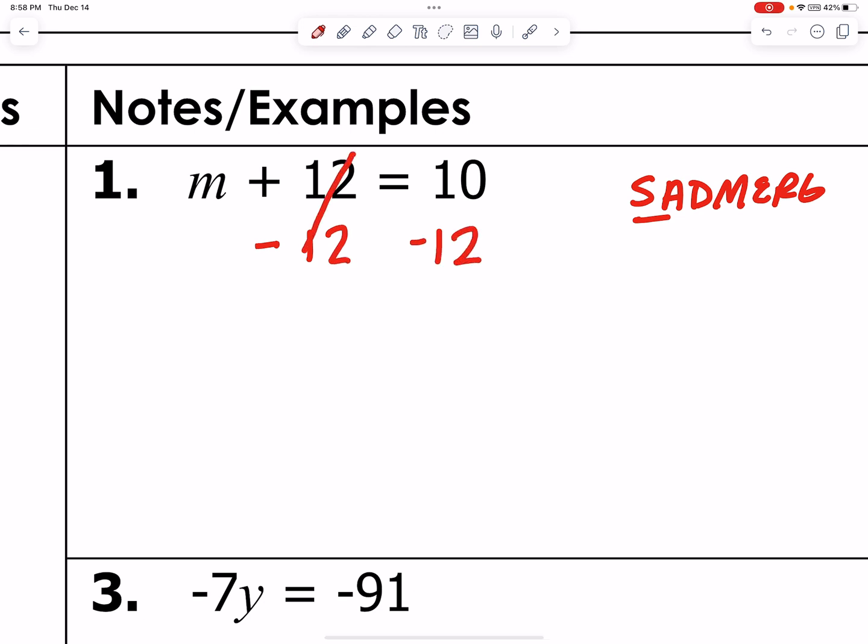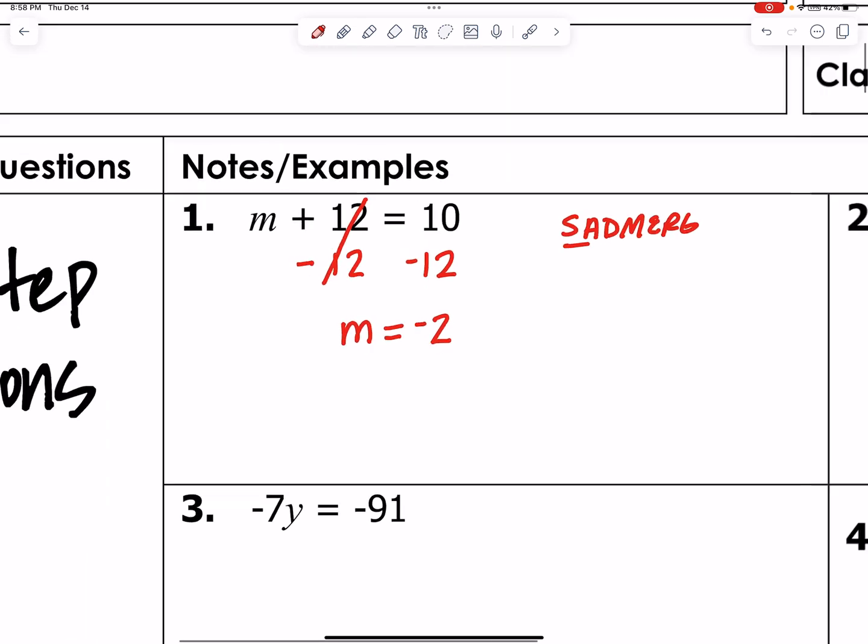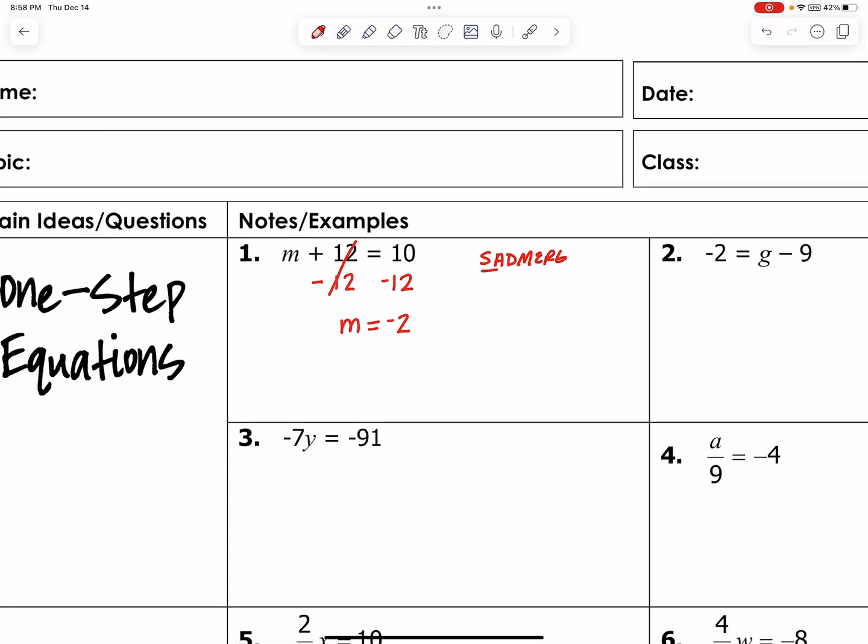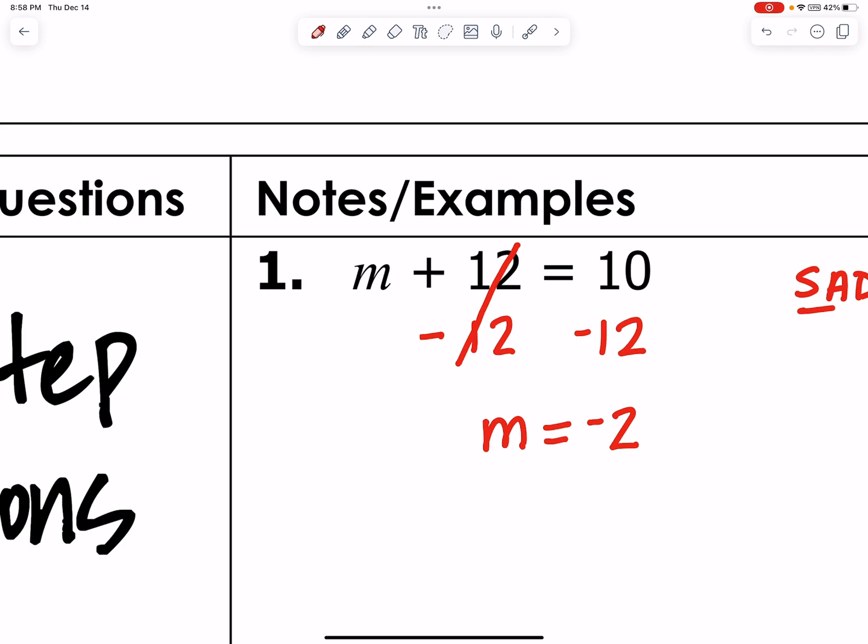Okay, and I want you to physically cross out and show that zero pair. You do have to pay attention to your integer rules here because we have a negative 12 and a positive 10. And so we are left with a negative 2 on this side, and then we are left with an m on this side. So you can see they're called one-steps because you solve them in one step. So m equals negative 2. If you were to plug negative 2 in for m here, you would see negative 2 plus 12 equals 10.